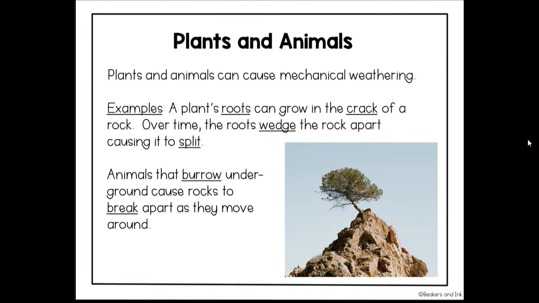Let's take a look at plants and animals. Plants and animals are also a cause of mechanical weathering. Have you ever seen a plant growing out of a rock? It happens. And if you're somebody who likes to do a lot of hiking, often you might see a small shrub or a tree growing out of a rock. So what happens is that the plant's roots can grow into the cracks of that rock. Over time, those roots get larger and wedge the rock apart, and they cause it to split and to break in half.